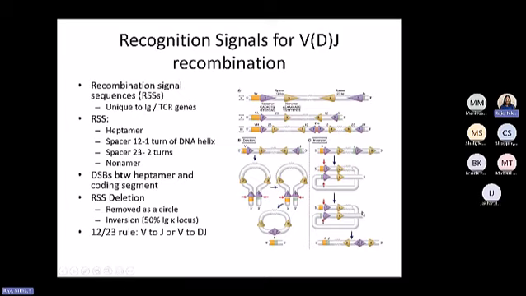So either of those can occur, inversion or formation of a circle, but regardless of that, the double-stranded break is going to occur between the heptamer and the coding sequence.